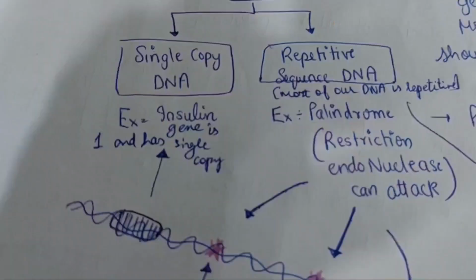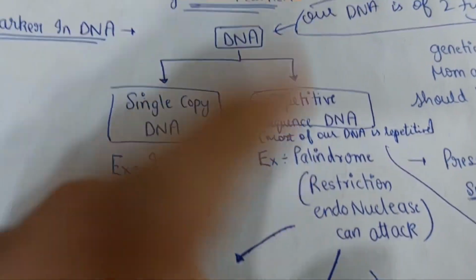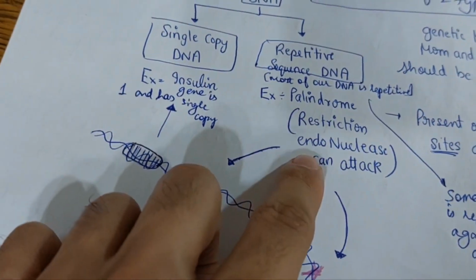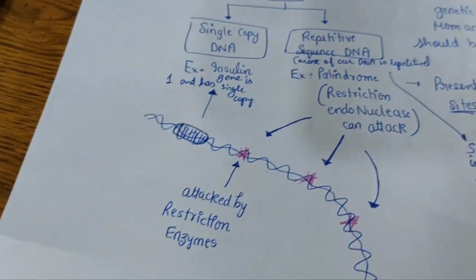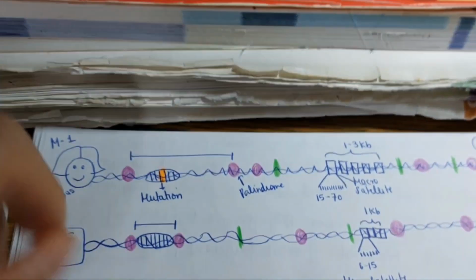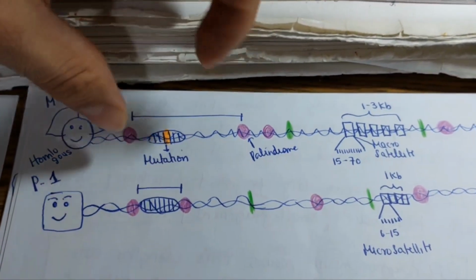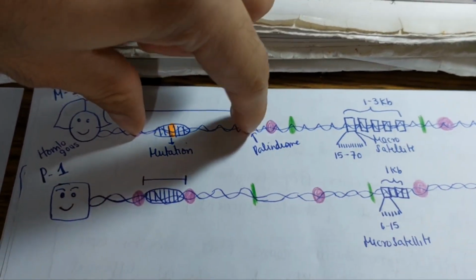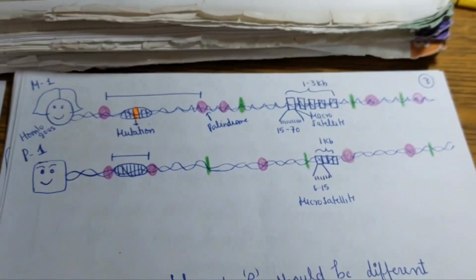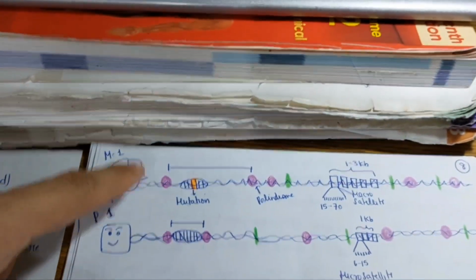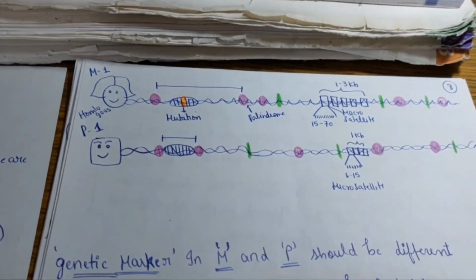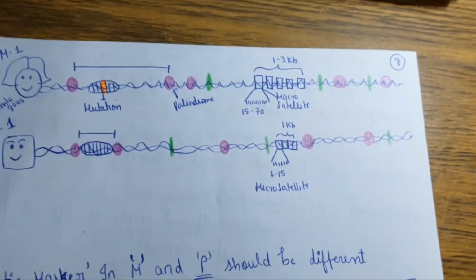Another thing to remember here is that in palindrome, restriction endonuclease can attack. So at these points, restriction endonucleases can attack. For example, if we see here, our pink ones are the palindrome, so the restriction endonuclease can attack here and here and remove this fragment. And since it is an endonuclease, it can attack in the middle, and exonucleases, as we remember, only attack at the edges. So here in the maternal and paternal chromosome, we consider palindrome.